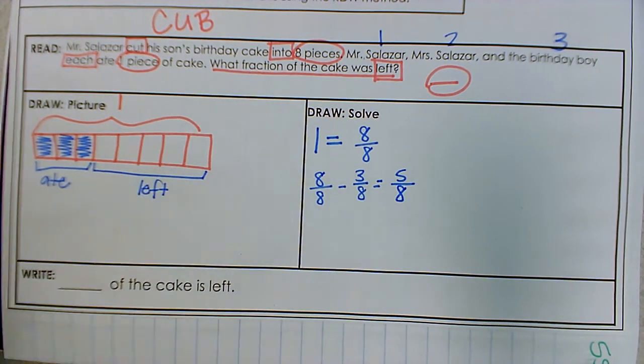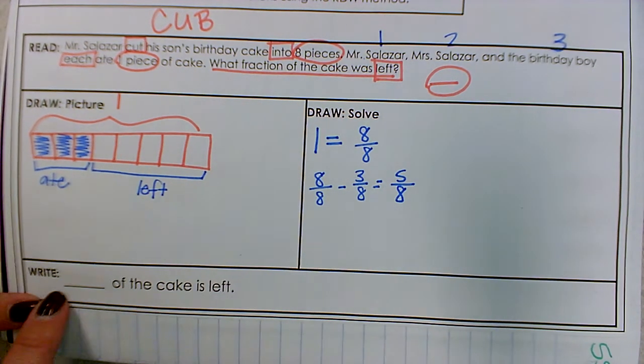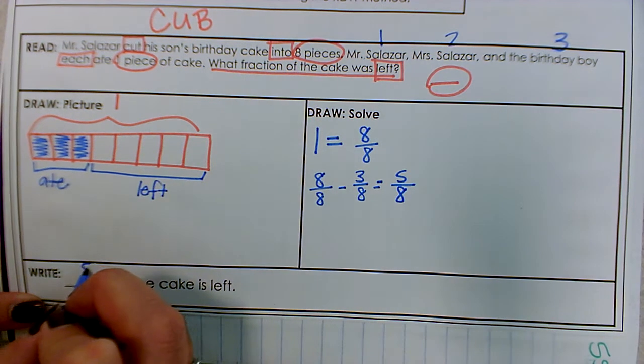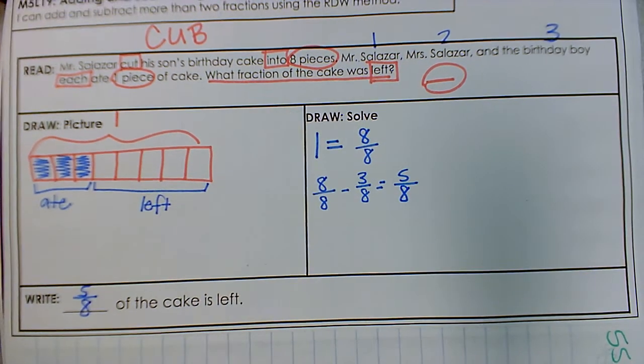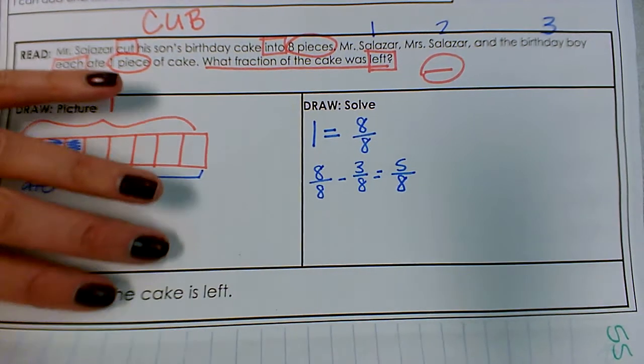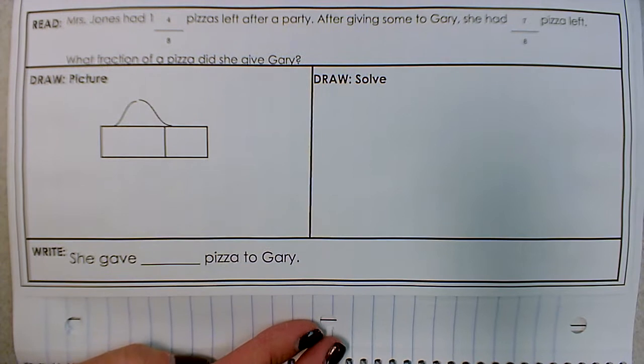1, 2, 3, 4, 5. It sure does. So how much of the cake was left? 5/8 of the cake was left. All right, we've got 1 more today. We're going quickly. You're doing a great job. 1 more, reading carefully on these word problems.